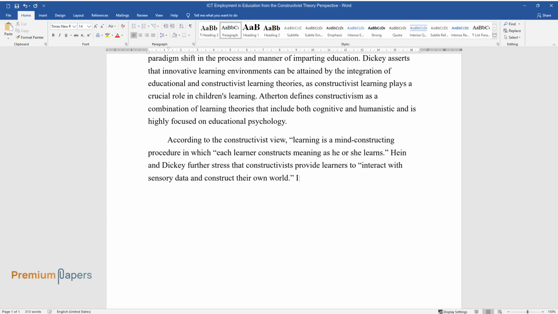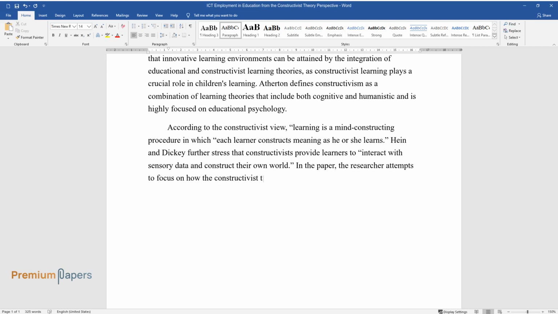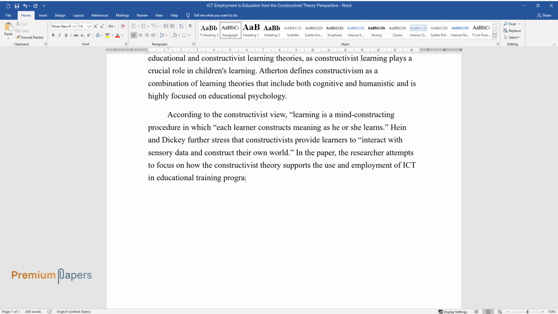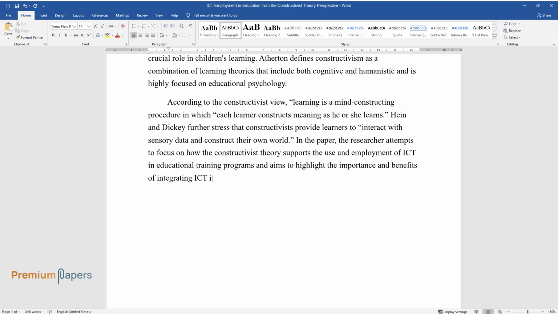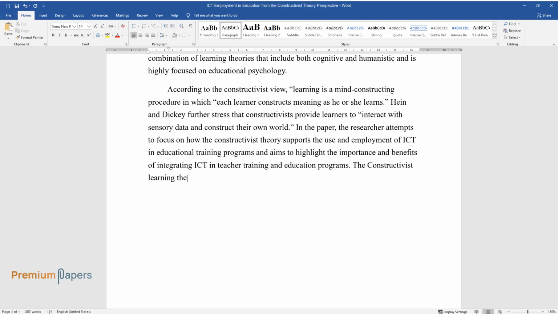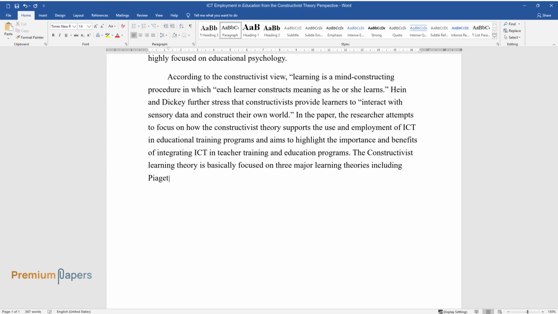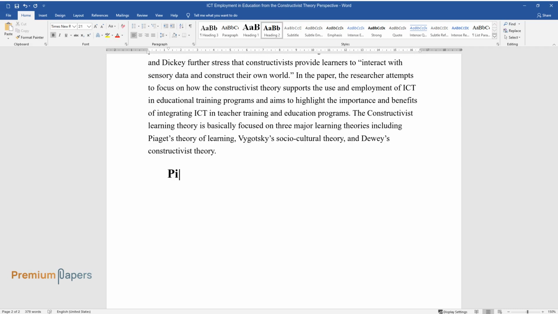Hine and Dickey further stress that constructivists provide learners to interact with sensory data and construct their own world. In the paper, the researcher attempts to focus on how the constructivist theory supports the use and employment of ICT in educational training programs and aims to highlight the importance and benefits of integrating ICT in teacher training and education programs. The constructivist learning theory is basically focused on three major learning theories, including Piaget's theory of learning, Vygotsky's sociocultural theory, and Dewey's constructivist theory.